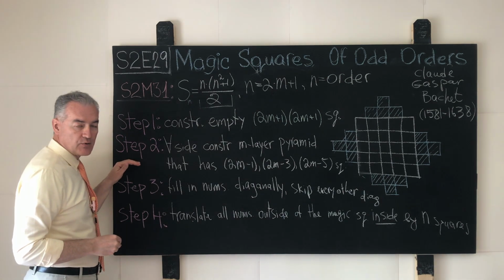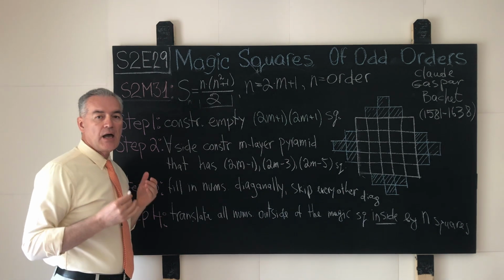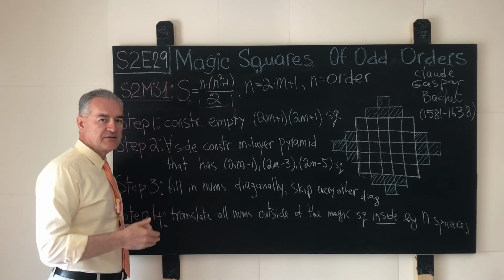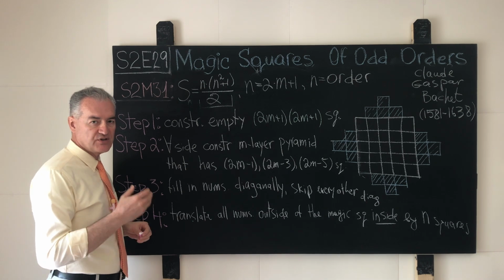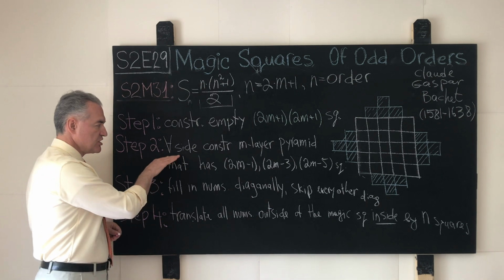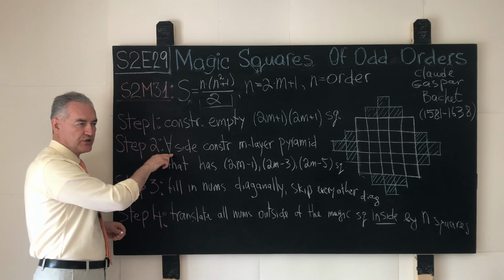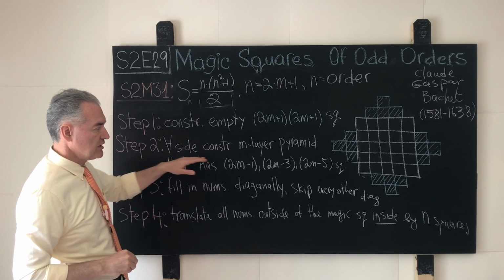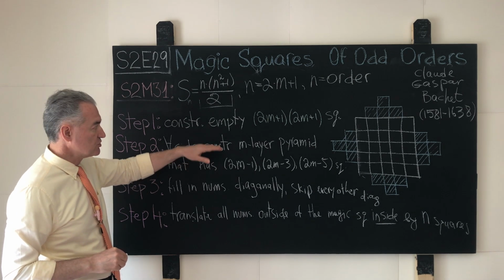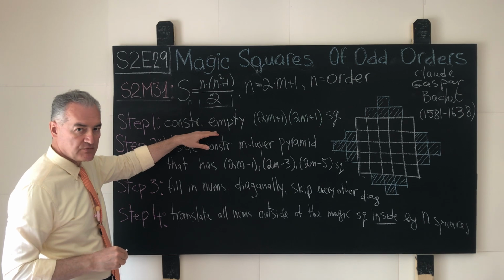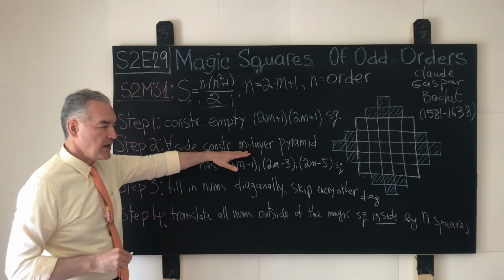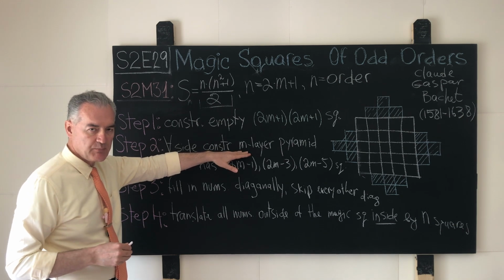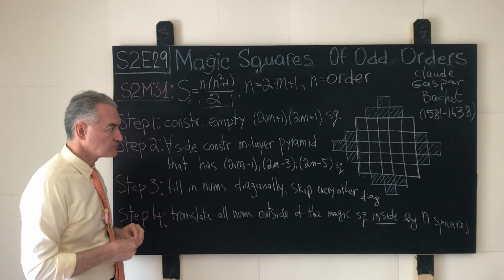The second step of the Bachet algorithm is an absolutely beautiful illustration of the scope expansion, or expand and conquer, problem solving approach, because in that step, for each side, this symbol over here means for each. So in step number 2 of the Bachet algorithm, for each side of the parent magic square that we constructed in step number 1, we are to construct an m layer pyramid, or an odd m layer pyramid, according to the following rule.